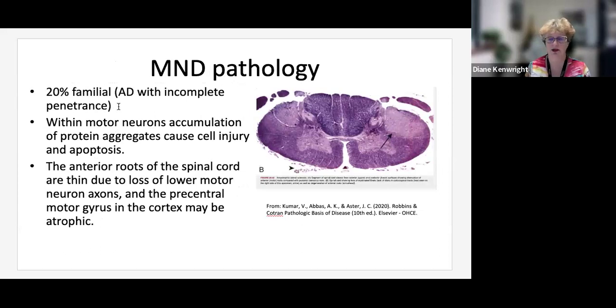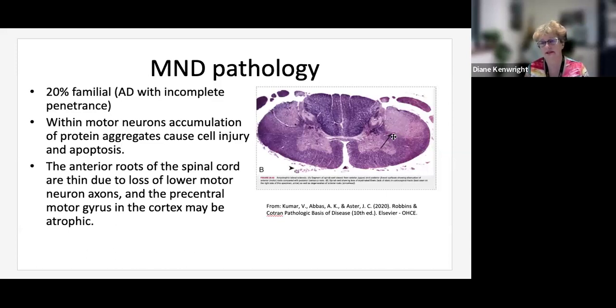But the rest are sporadic. There's an increased risk in people who have been exposed to toxins, but not a firm association. Again, it is a protein aggregate problem. Protein aggregates cause cell injury within the motor neurons, and that causes apoptosis. It particularly affects the anterior root of the spinal cord.